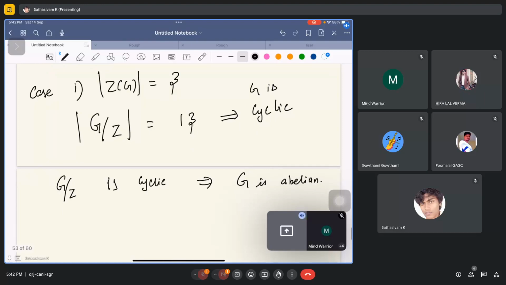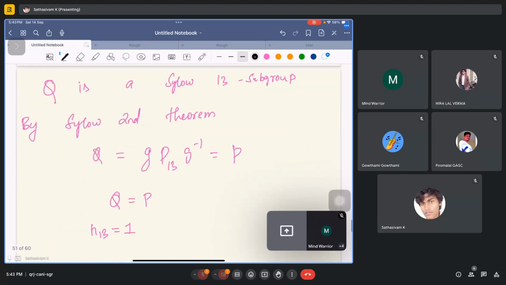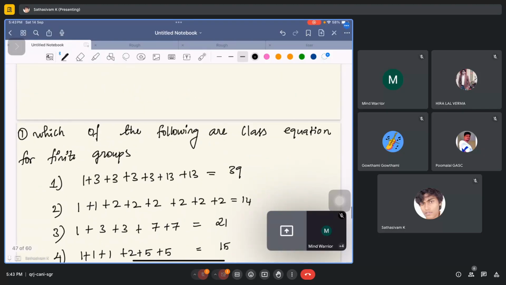See, this is not possible. If G is abelian, then your class equation cannot be that one, right? So the question says, which class equation can be possible? Well, it may be possible or may not be possible. That is what it says.